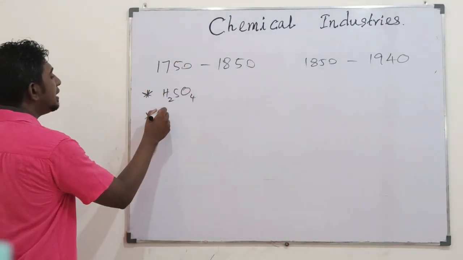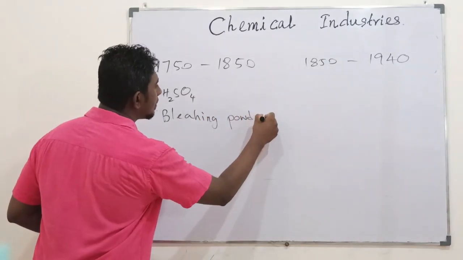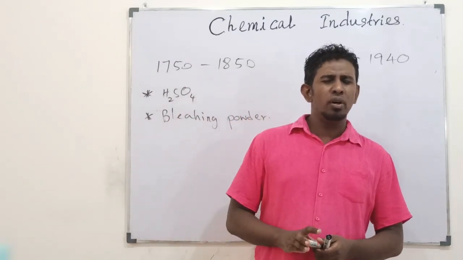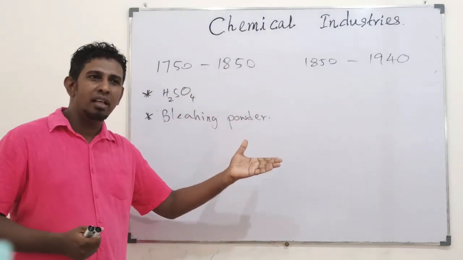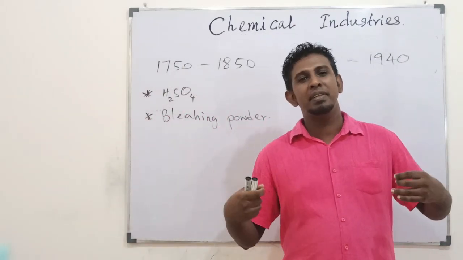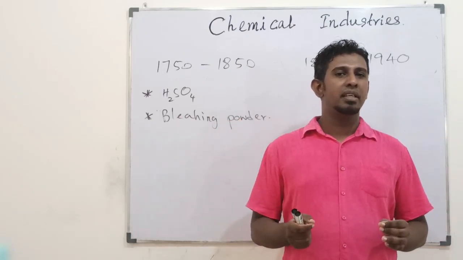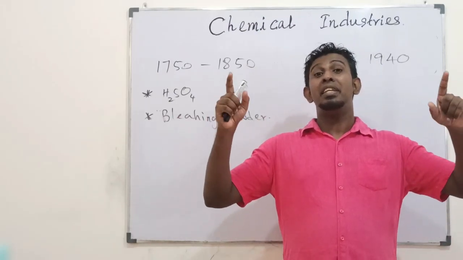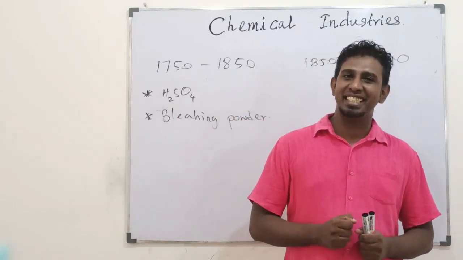The next chemical is bleaching powder. It was cheap and efficient in bleaching, so he initiated a factory to manufacture bleaching powder. At the very beginning, it was 52 tons manufactured per year, in 1799. But after 5 years, they were manufacturing 10,000 tons. So it was another milestone in the manufacturing of chemicals in large quantities.